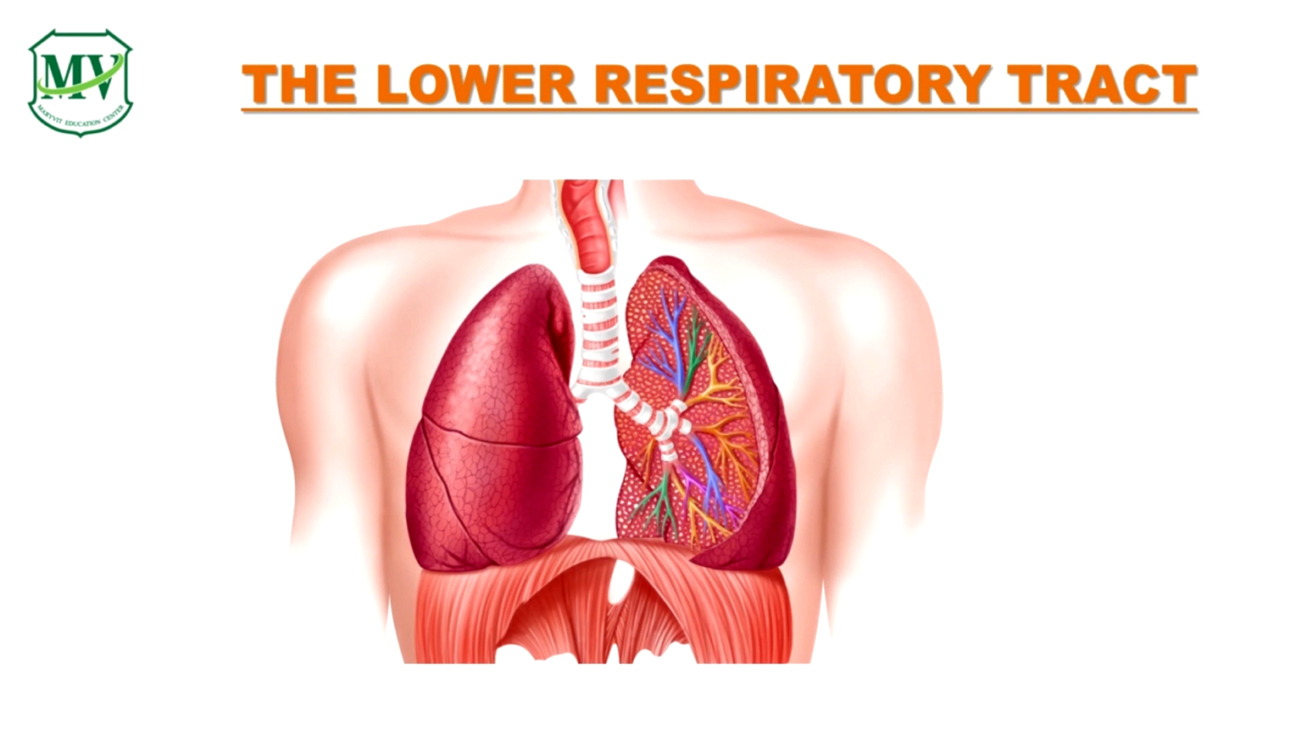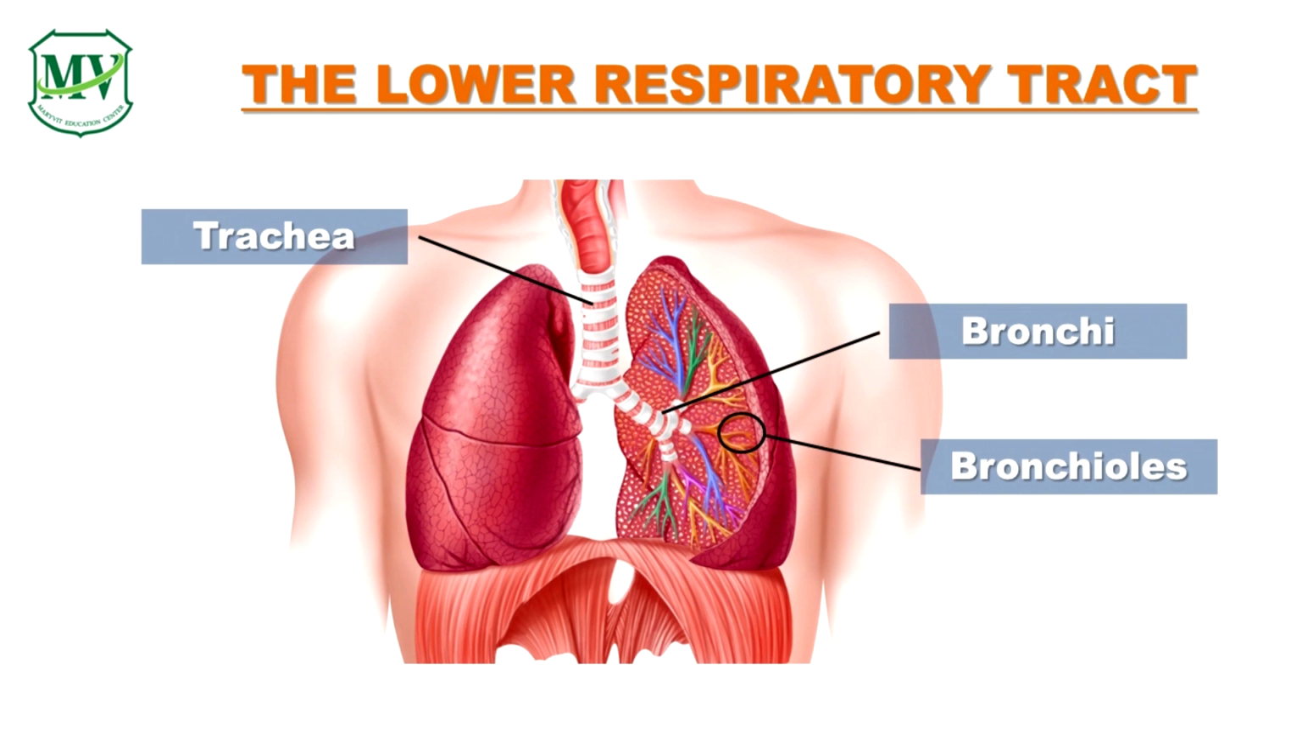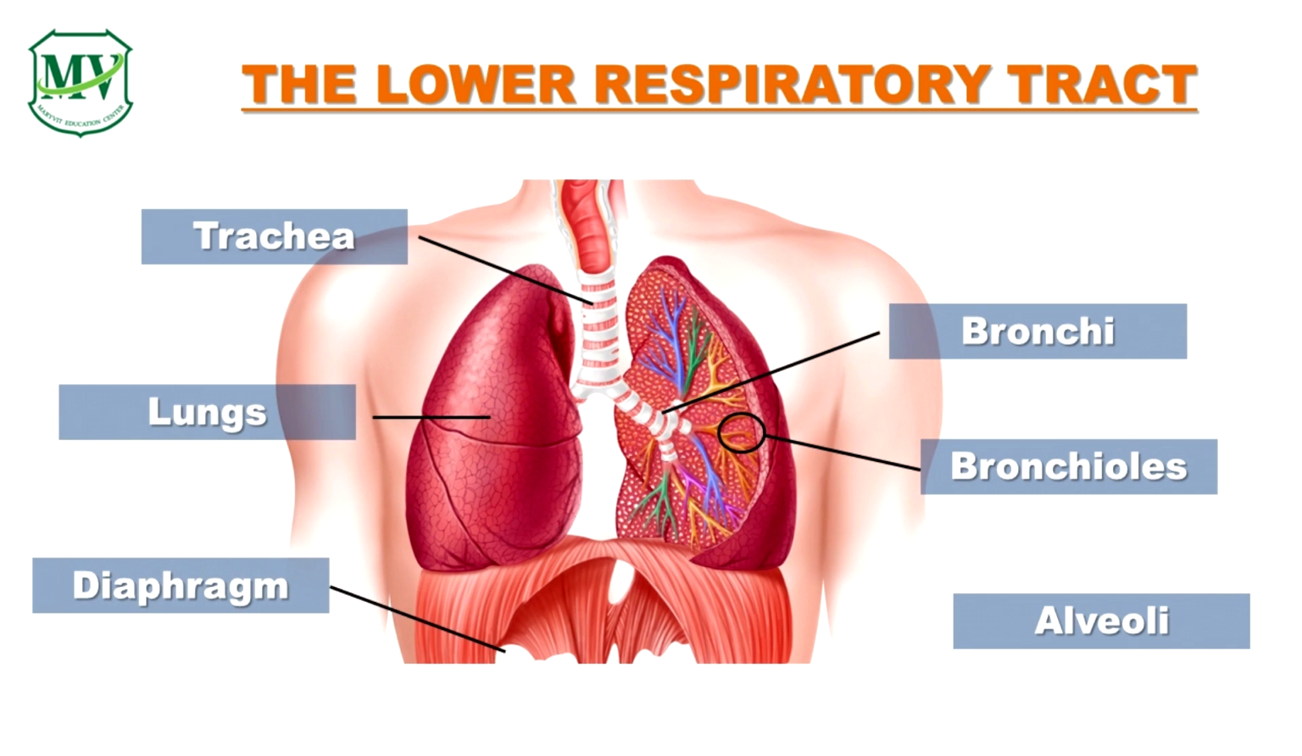The lower respiratory tract is made up of the following parts: the trachea, bronchi, bronchioles, the alveoli, also known as the air sacs, the main organ for respiration, the lungs, and the diaphragm, which aids in respiration.